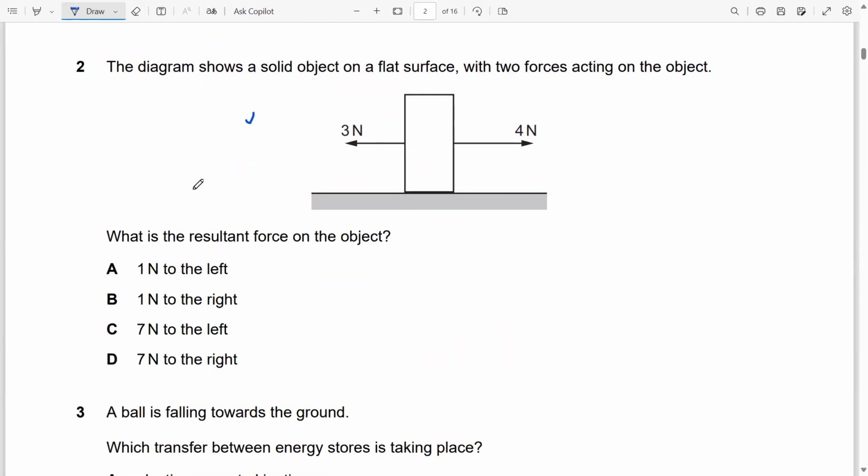Question 2, the diagram shows a solid object on a flat surface with two forces acting on the object. What is the resultant force on the object? We know that whenever two forces are acting in opposite directions, we calculate the resultant force by subtracting the smaller force from the bigger one. So it will be 4 Newton minus 3 Newton, which is equal to 1 Newton. And the direction is always towards the bigger force. So 1 Newton towards the right. So option B is the correct one.